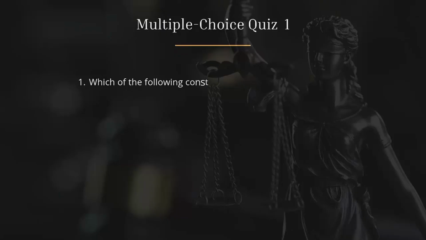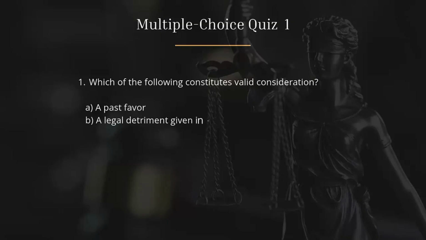Multiple choice quiz 1. Which of the following constitutes valid consideration? A. Past favour. B. Legal detriment given in exchange. C. A social promise. D. A moral obligation.